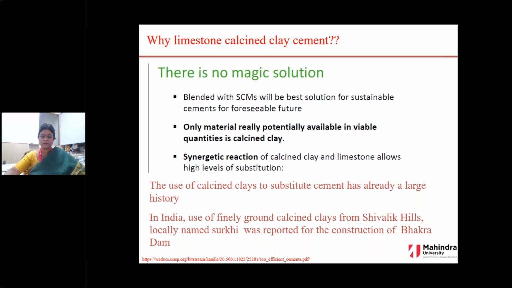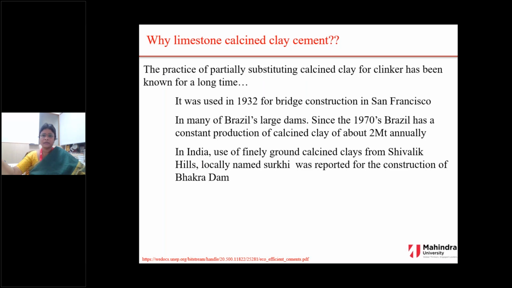If you look at the Bhakra Dam construction, we used finely ground calcined clays from the Shivalik hills, locally called Surki. So that understanding of calcined clay substitution is already there in history. And not only in India, the practice of substituting calcined clay for clinker has been practiced for a long time. These are the list of projects where there was a substitution of calcined clay with respect to clinker.